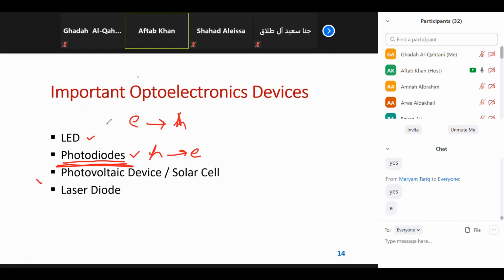Another is photovoltaic devices like solar cells. You know about the solar cells. We will discuss them also, right? Nowadays, these are non-conventional energy resources, and all the countries are looking for solar panels, solar systems everywhere. And the fourth one is the laser diode. So we will discuss all four optoelectronic devices one by one. So LED, do you know what is the full form of LED?